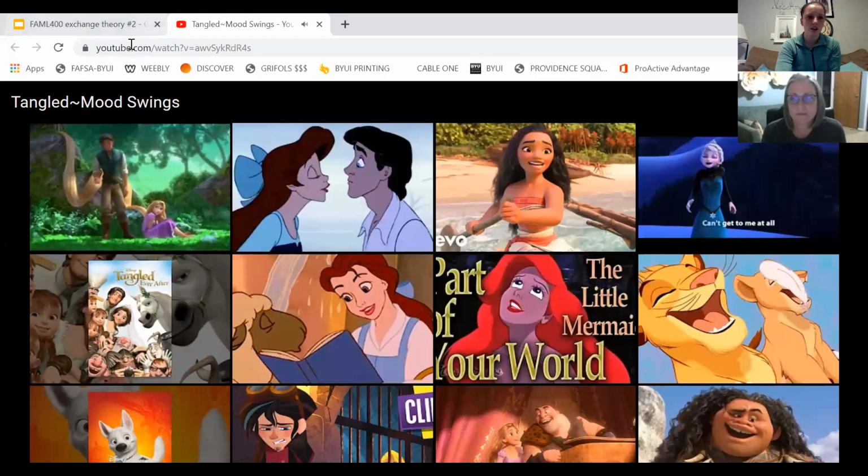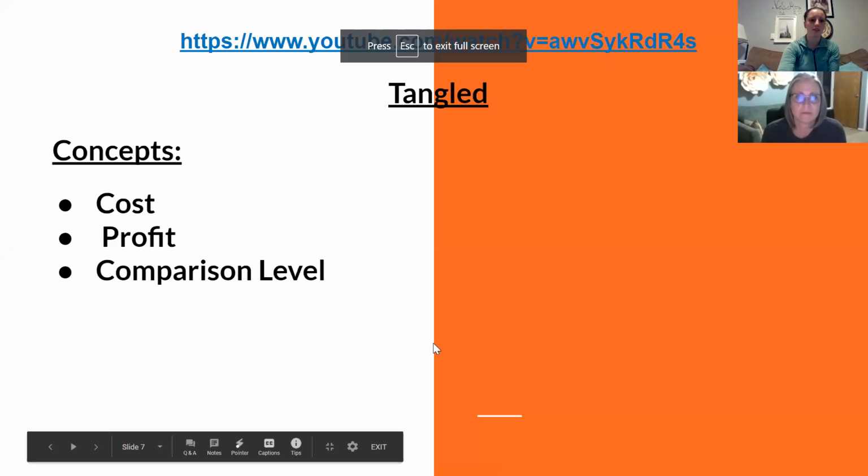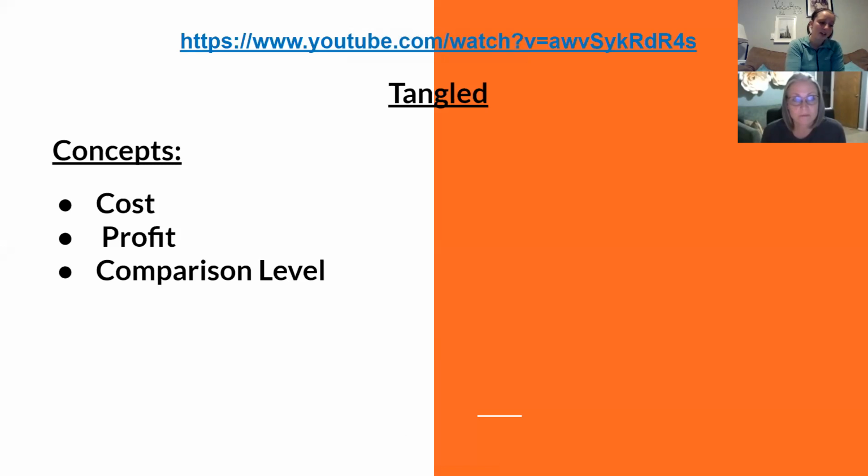Okay, so as we saw in this clip, the cost, the profit, and the comparison level, Alicia and I noticed that Rapunzel does not want to stay in her tower any longer because she wants to go out and explore the world. Yet she is terrified of what her mother will say and do when she finds out that Rapunzel is no longer in her tower. The profit, the outcome in terms of rewards and costs. As we all know, the outcome of this story, Rapunzel does end up leaving the castle, and she goes and sees the floating lanterns, and she goes on an adventure with Flynn Rider.